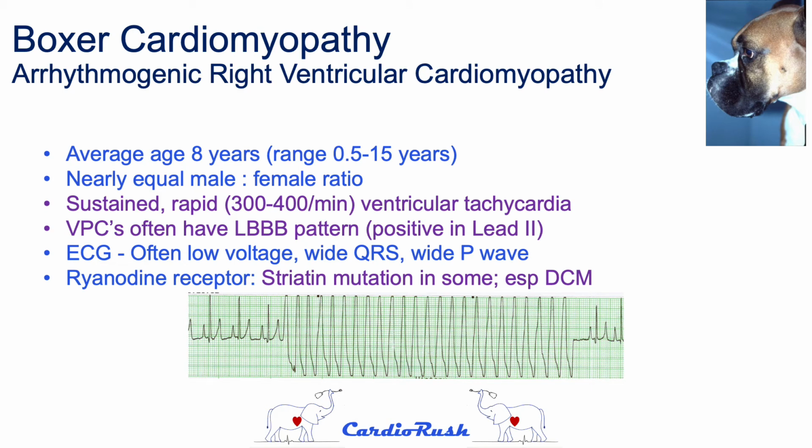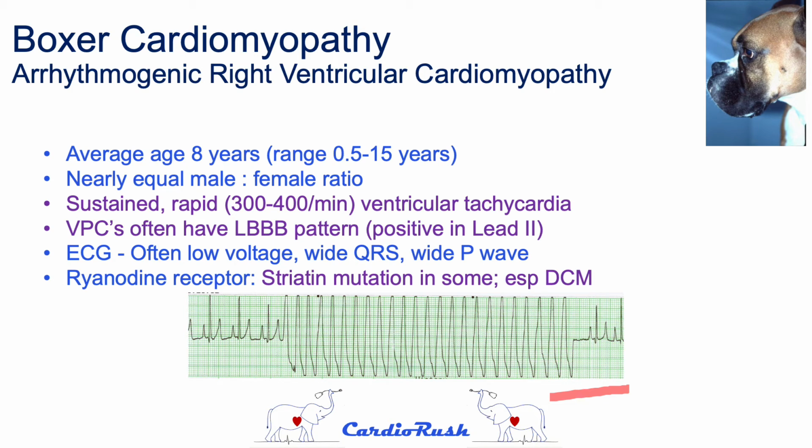Boxers are another breed of dog for cardiomyopathy, and their particular form of cardiomyopathy is often referred to as arrhythmogenic right ventricular cardiomyopathy, or ARVC for abbreviation. Typically, again, it happens in middle-aged or older dogs, but it can happen very early in life. When they get clinical signs relating to their arrhythmias, they often have a very rapid ventricular tachycardia, as is depicted here. The ventricular tachycardia is often 300 to 400 beats per minute.